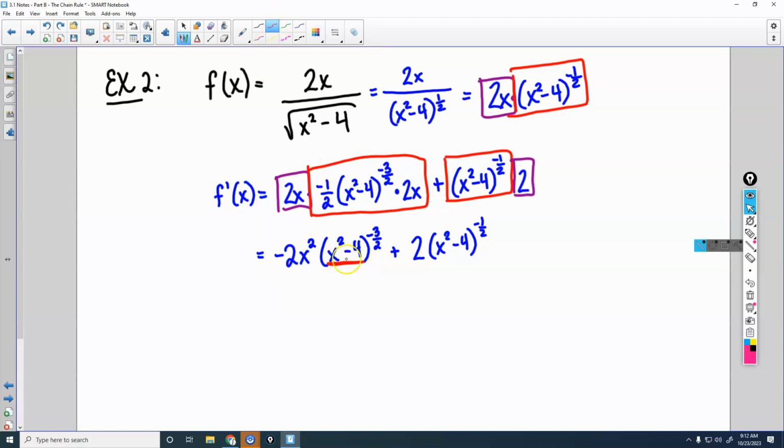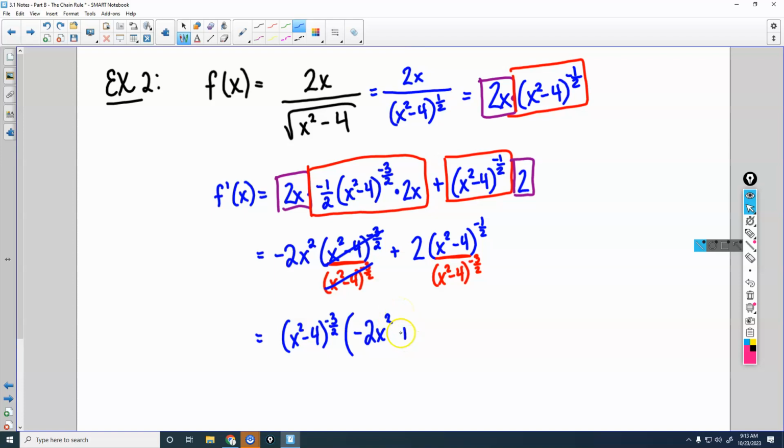So I should be seeing that I've got x squared minus 4 here, and I also have an x squared minus 4 here. Those match. So I can factor out the lowest exponent for those. What is my lowest exponent? Negative 3/2. So I'm dividing both of these by x squared minus 4 to the negative 3/2. So I will write x squared minus 4 to the negative 3/2 out front. And for that first expression, I've got x squared minus 4 to the negative 3/2, and then I'm dividing out x squared minus 4 to the negative 3/2. Those just cancel each other out, and we are left with the other piece that it's multiplied by, so the negative 2x squared.